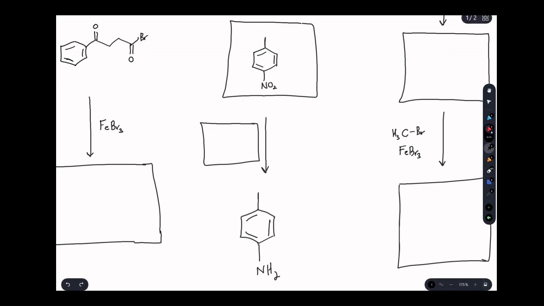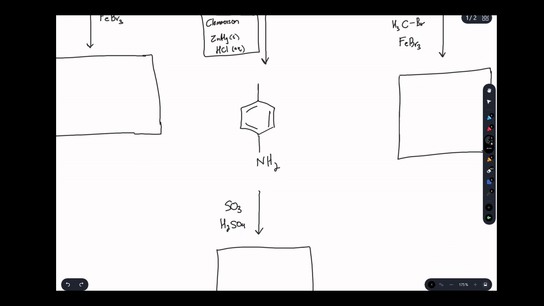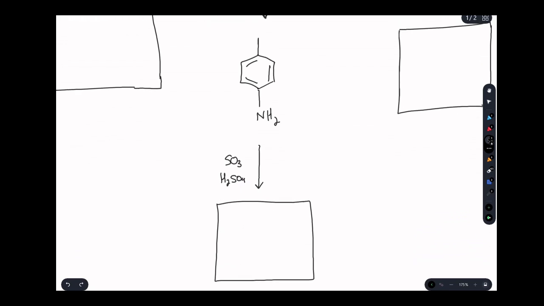This reaction is going to be the Clemmensen. The Clemmensen uses zinc, mercury amalgam, and hydrochloric acid. By using the Clemmensen, we can reduce the nitro group into the amine, which is now a strong activating group. One more reaction in this chain. We are now going to use a sulfo, so an SO3, acid. This is the reaction for the sulfonation of benzene.